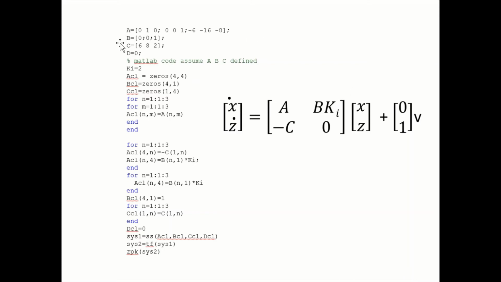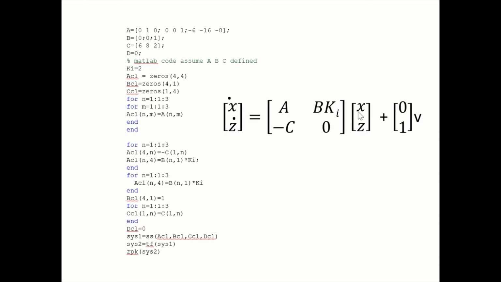So the original code here, that's entering in the original ABC, and then this time I'm making ACL 0 as 4 by 4. This is 3 by 3, 3 plus 1 is 4, so it's a 4 by 4. And B is a 4 by 1, and C is now 1 by 4. So the C is not the same as the C before. So now I'm going to have to copy the A matrix into the first 3 by 3 slots here. I've done that with two for loops. For N is 1 to 3, M is 1 to 3, ACL N M is A N M. What that bit of code does is stick that A into the closed loop ACL here, this big 4 by 4.